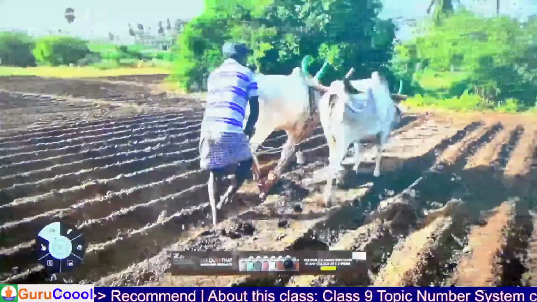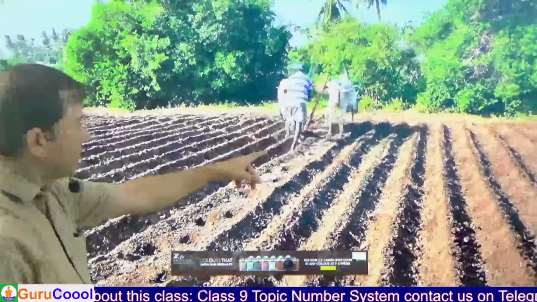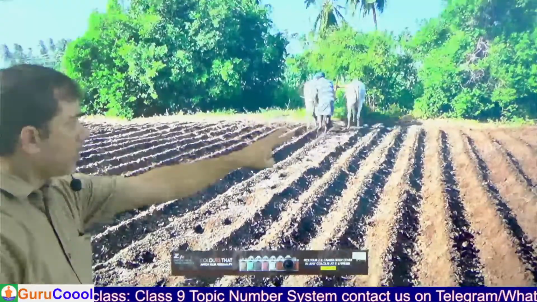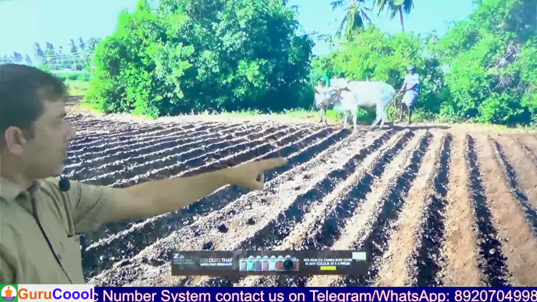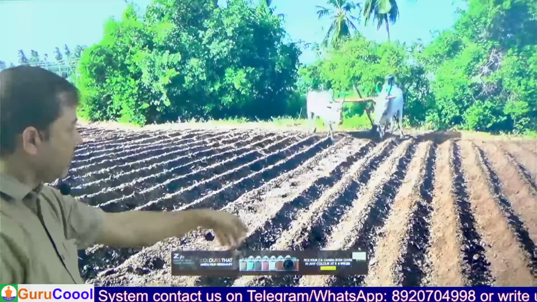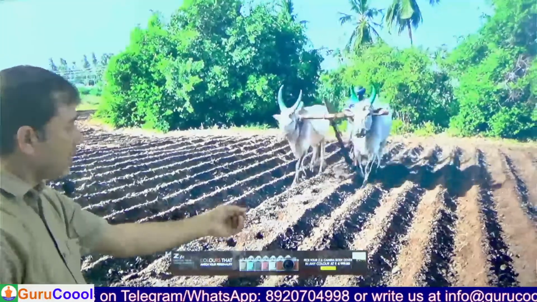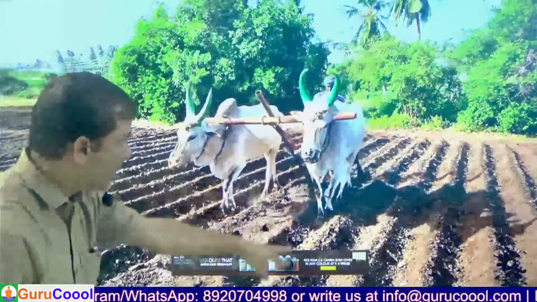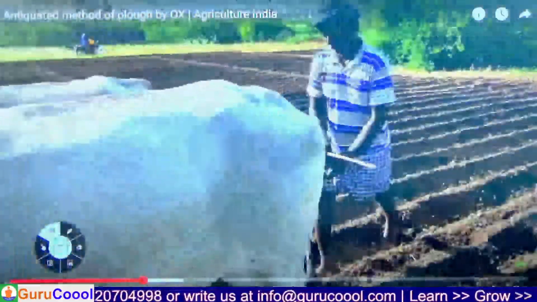See this process. There is a small wooden machine called plow, and there are two oxen there. And the person is using the power of the two oxen to turn the soil. This is how the soil is being prepared for sowing the seeds. And see, this is done in a lining. Yes, sir. I can see that.